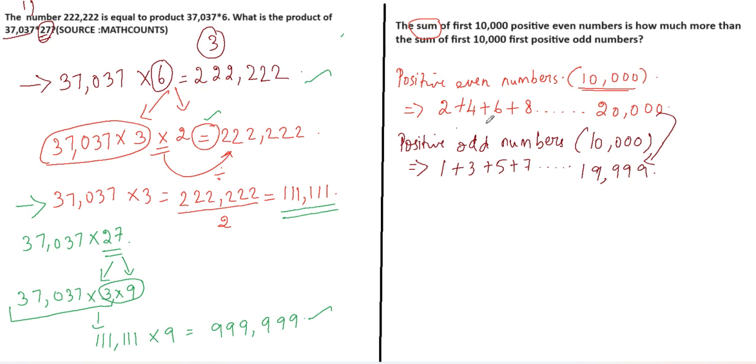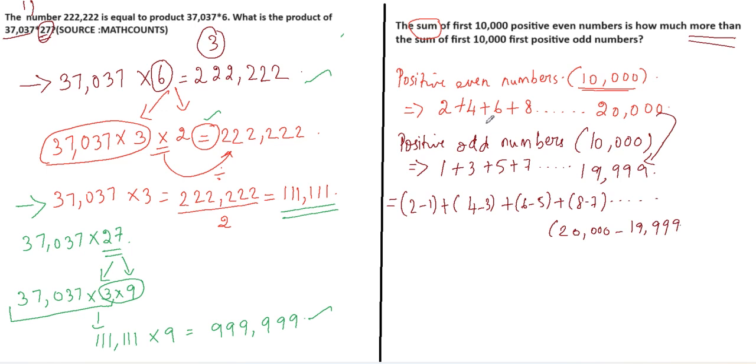Fine. Now in the question, they're asking you to subtract these. The sum of first 10,000 positive even numbers is how much more than the sum of the odd numbers. The meaning of how much more than tends to go for subtraction, right? We need to find out the difference between the both. So they're asking us to find 2 minus 1 plus 4 minus 3 plus 6 minus 5 plus 8 minus 7, and it is going to go till 20,000 minus 19,999.